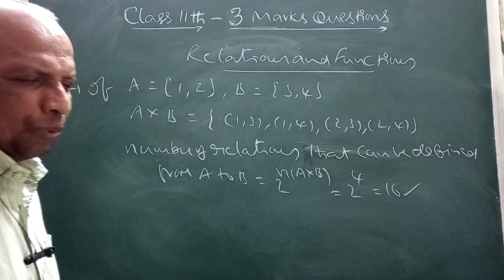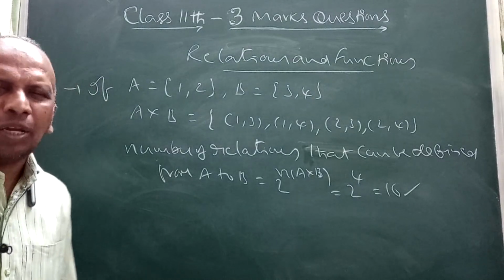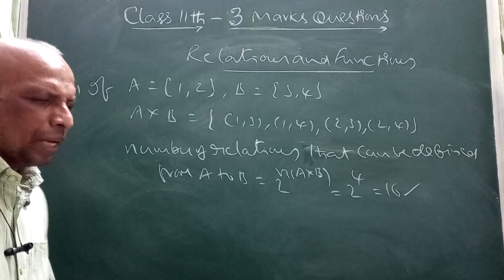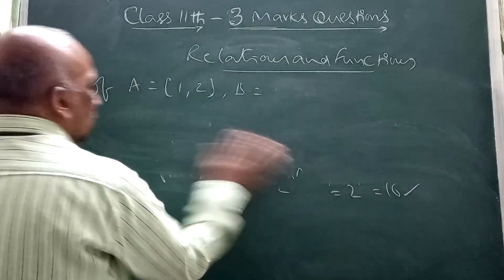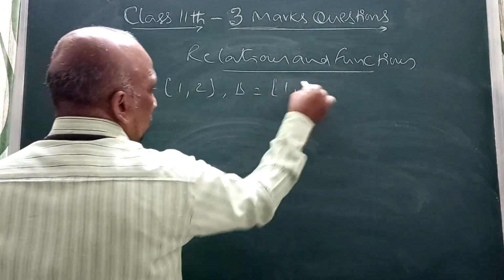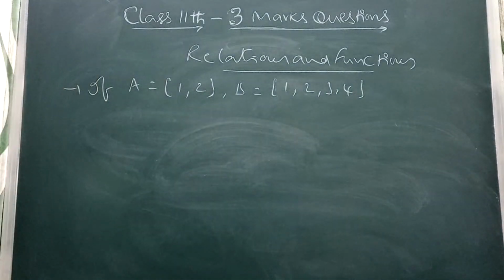Now, for the next one, they will ask something like this for 3 marks. Another problem they will ask: for example, they will give A is equal to {1, 2} and B is equal to {1, 2, 3, 4}. Just I'm giving an idea about this. Then verify that.